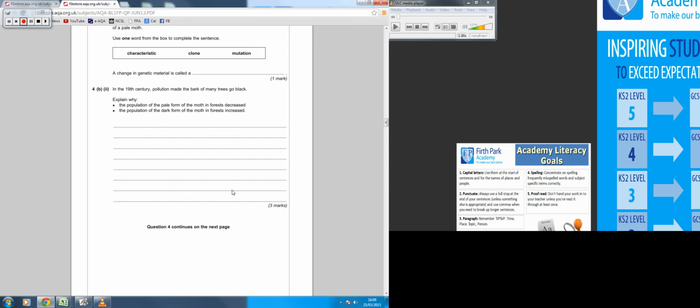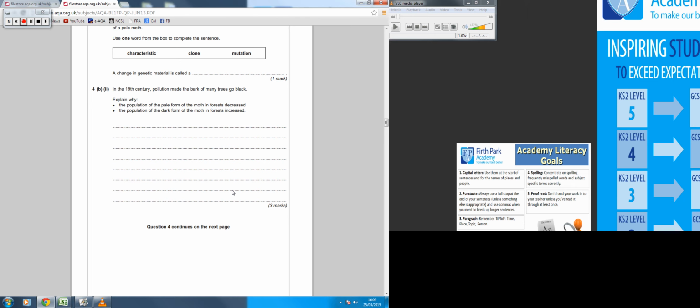It doesn't say you'll be marked on the quality of your writing, so you can use bullet points. So 3 bullet points down there. It says the 19th century pollution made the bark of many trees go black, so they would have been light coloured and now they've gone black. So explain why the population of the pale form of the moth in forests decreased.